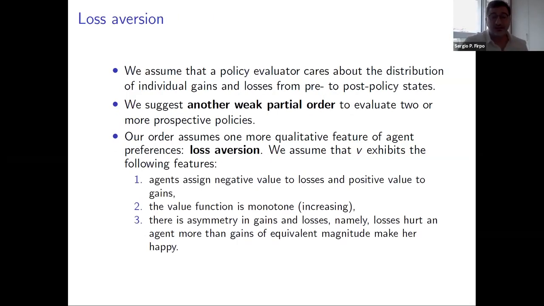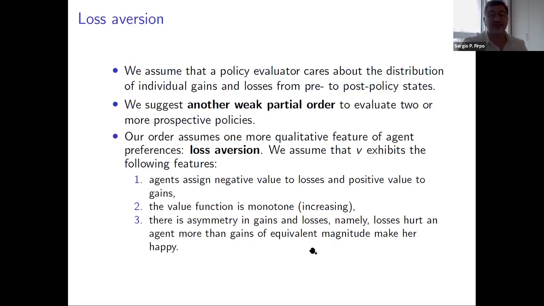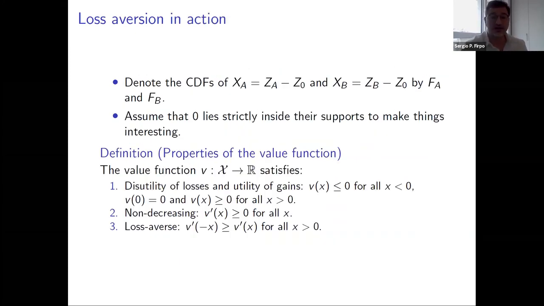So basically, the type of things that we're going to assume for the V functions, those value functions, are that, well, they assign negative value to losses and positive value to gains. The value function is increasing, and there is an asymmetry in gains and losses, right? And we can rewrite that in this way, 1, 2, and 3. Okay, so this utility of losses and utility of gains is going to be non-decreasing, and there is loss aversion.